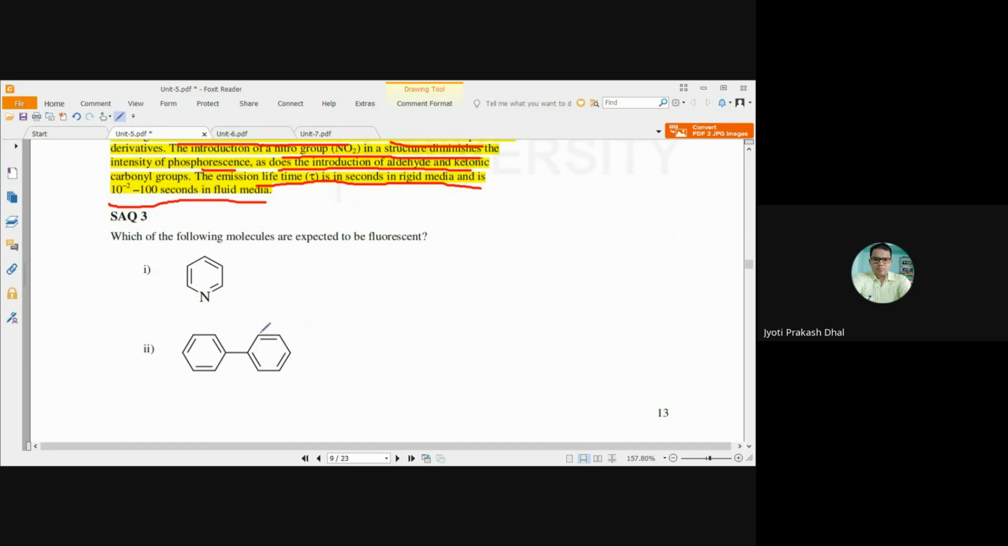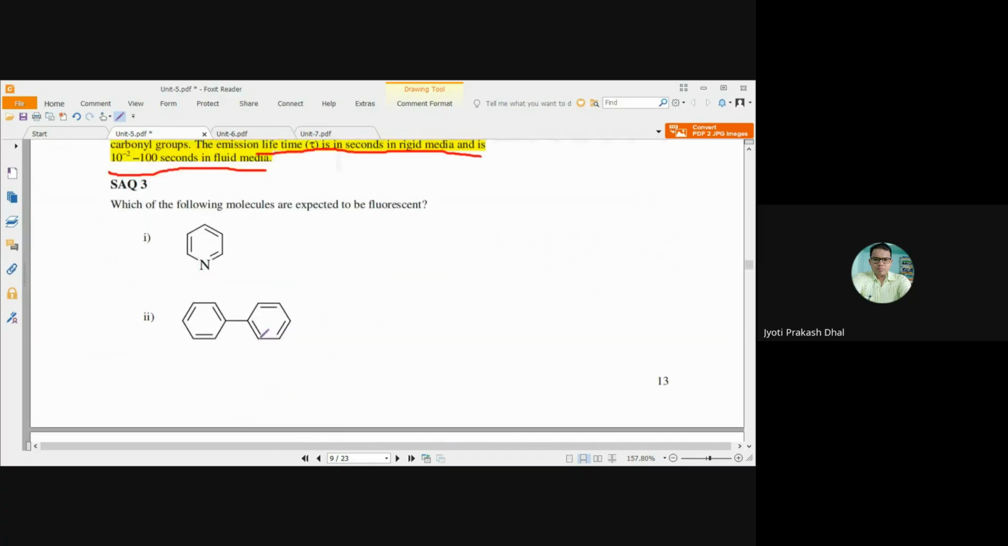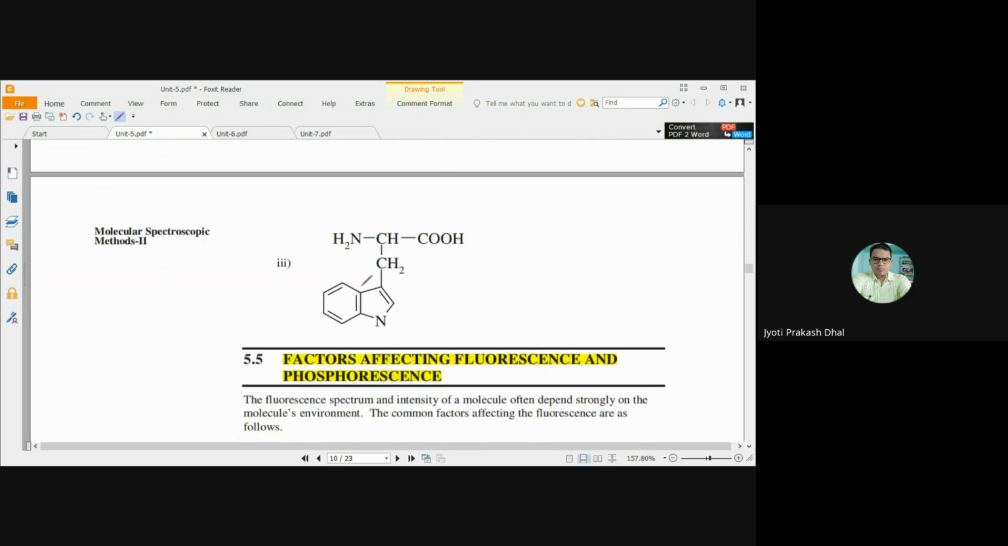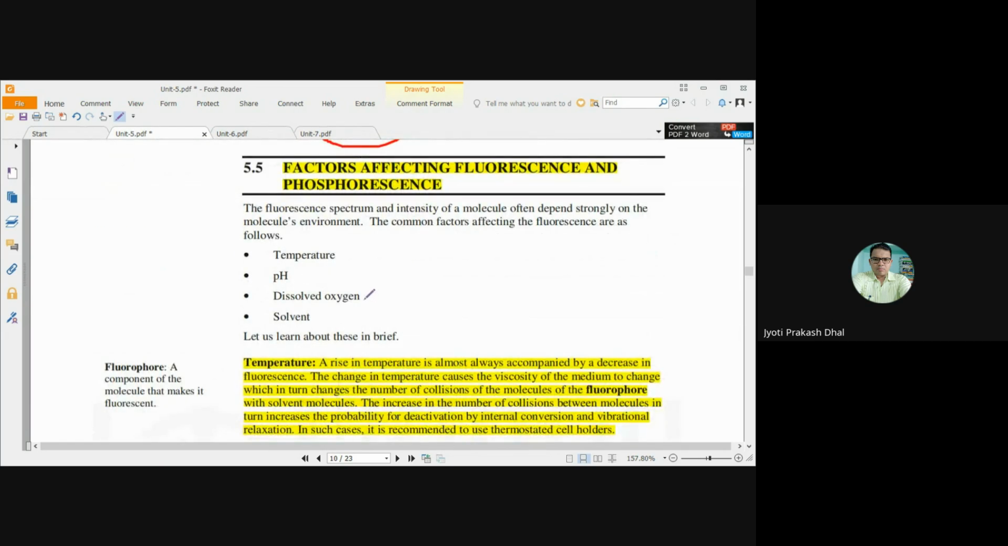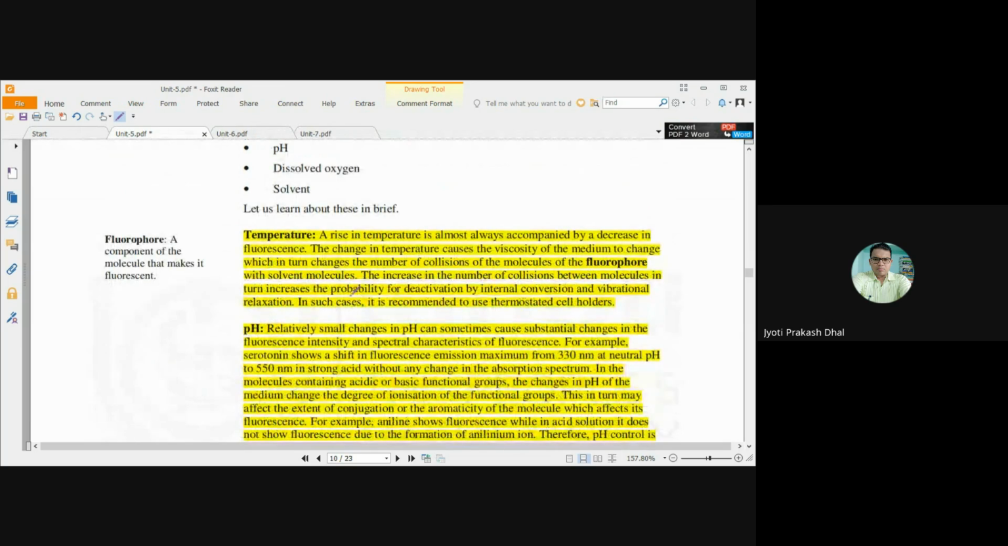So here it is given which of the molecules are expected to be fluorescent. We have already discussed that if rigid ring structures are there, the molecules show the fluorescence property. So number 3 is the answer. Now coming to factors affecting fluorescence and phosphorescence. The first one is temperature.